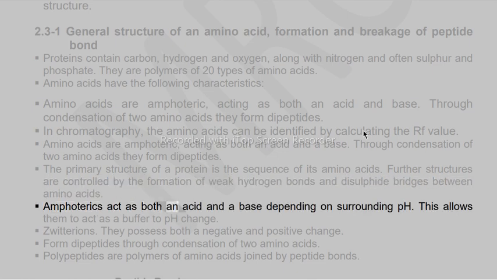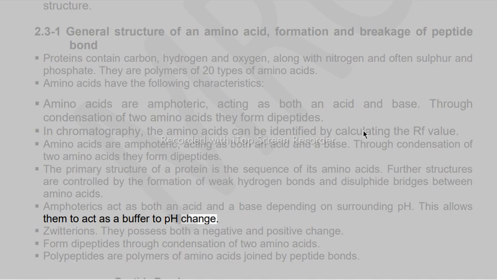Amphoterics act as both an acid and a base depending on surrounding pH. This allows them to act as a buffer to pH change. Zwitterions possess both a negative and positive charge. Form dipeptides through condensation of two amino acids. Polypeptides are polymers of amino acids joined by peptide bonds.